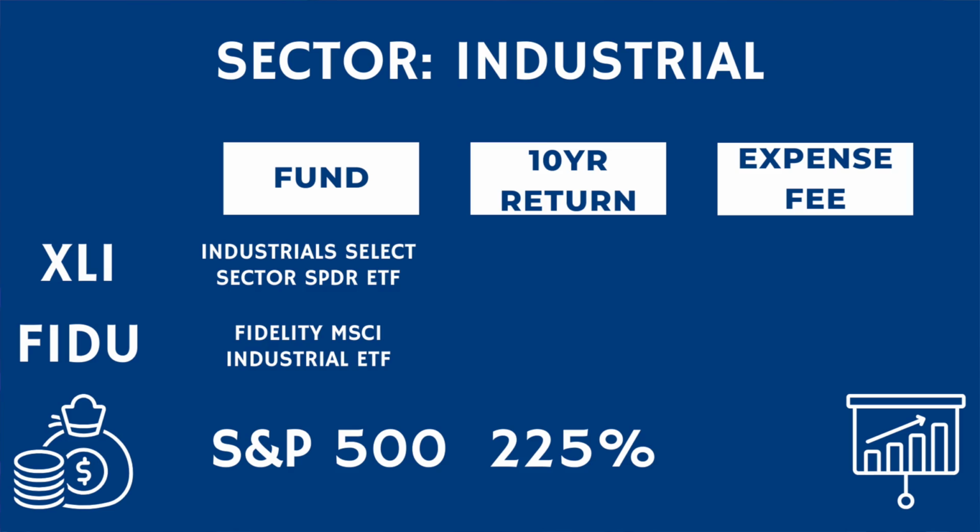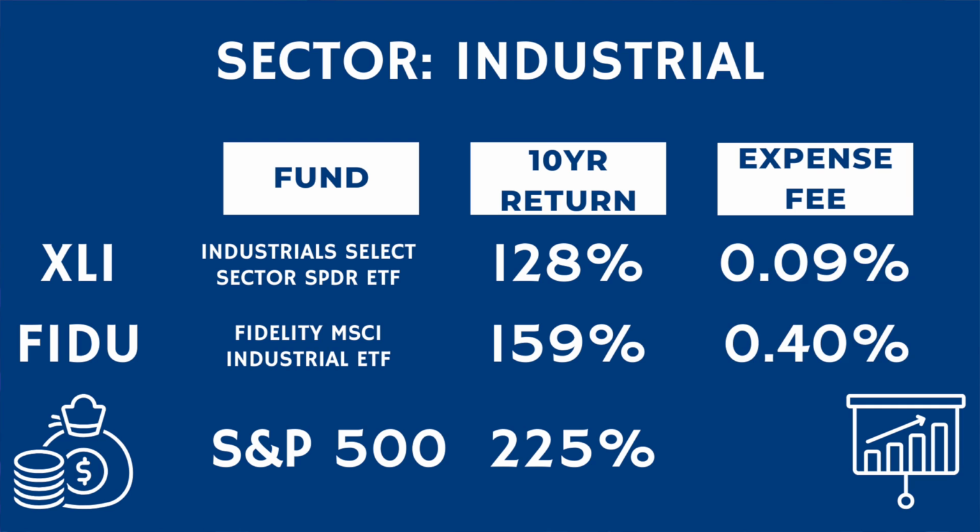The industrial sector tends to do best when we come out of a recession or slower economic periods and get into that expansion, that economic expansion period. The two ETFs we will be highlighting today include XLI, which is the Industrial Select Sector Spider ETF, and FIDU, which is the Fidelity MSCI Industrial ETF. Over the past 10 years, XLI has returned 128%, with FIDU returning 159%. In terms of expense fees, XLI has an expense fee of 0.09%, with FIDU having an expense fee of 0.4%. So a little bit of a disconnect there in terms of the expense fees. However, there's also the total return, though, to back it up for FIDU.